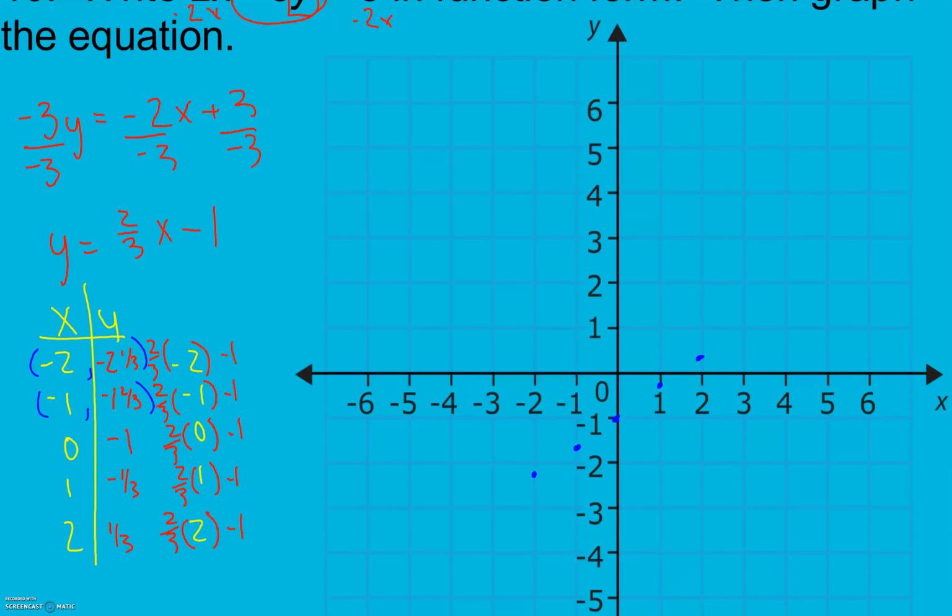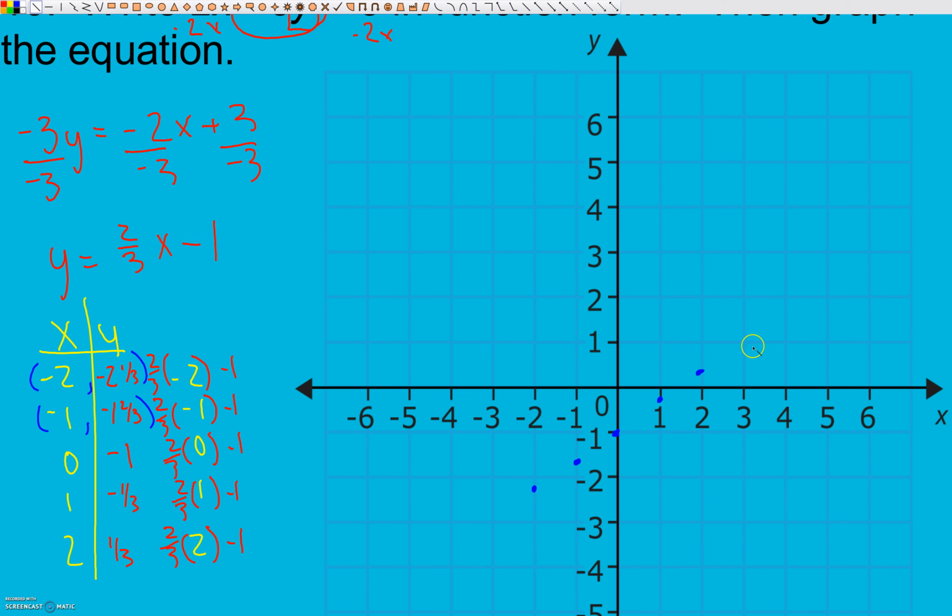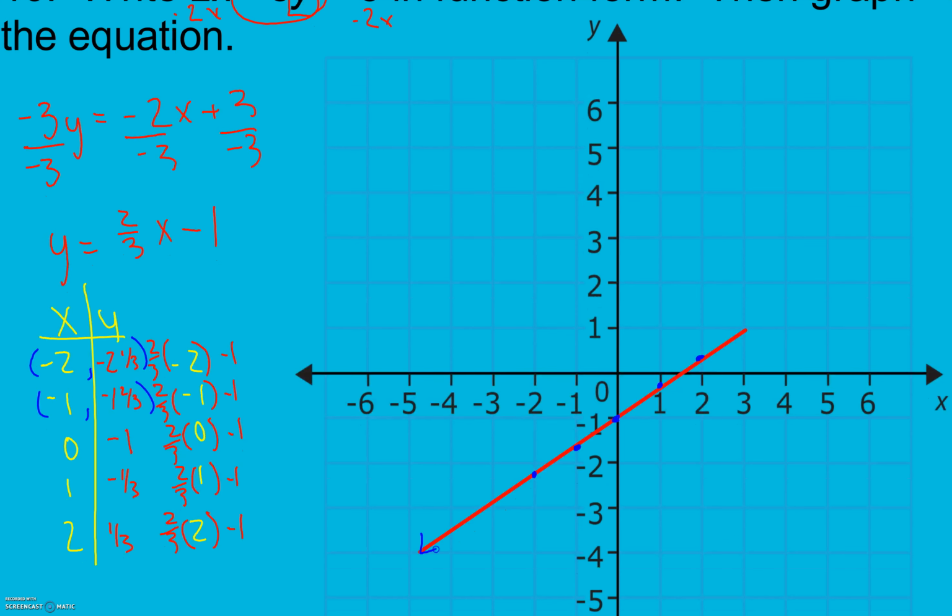Connect them with our straight edge. And arrows to show our pattern continues. And that's all I have for section 8.2.